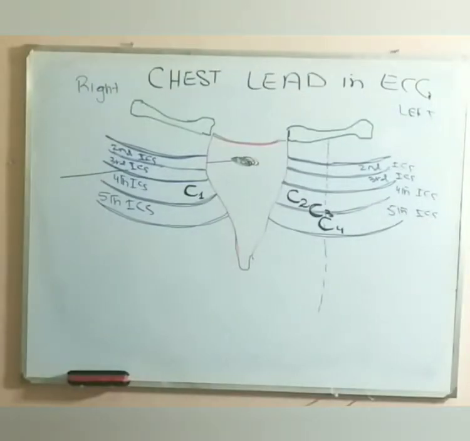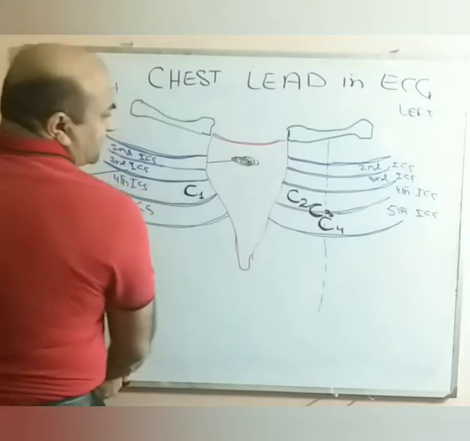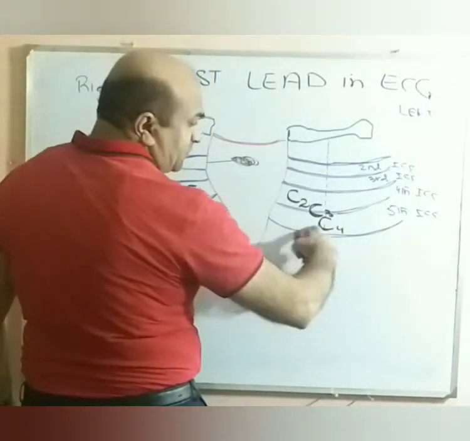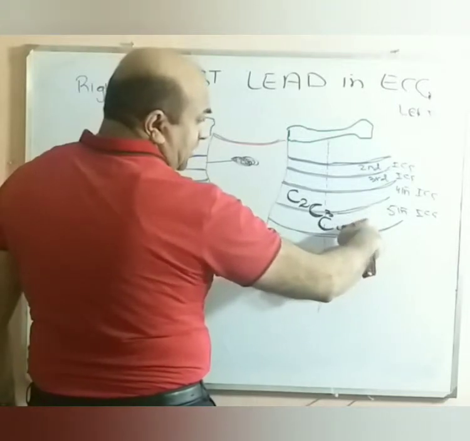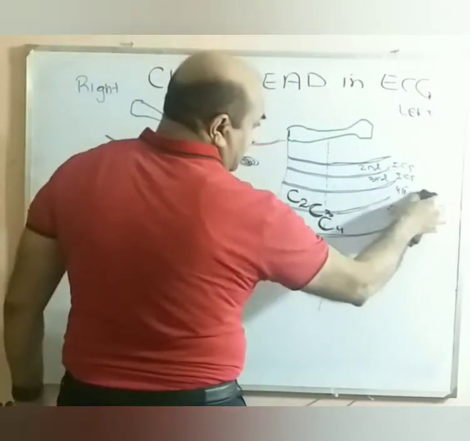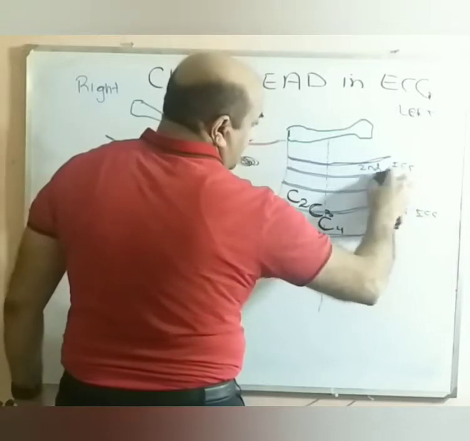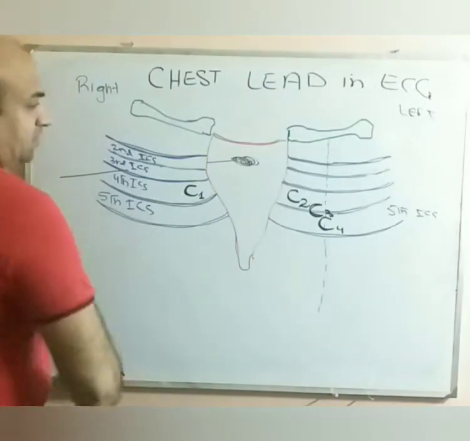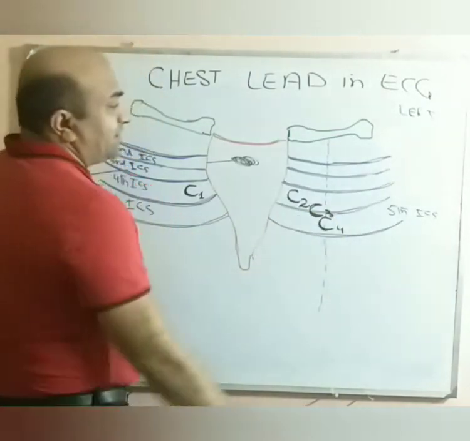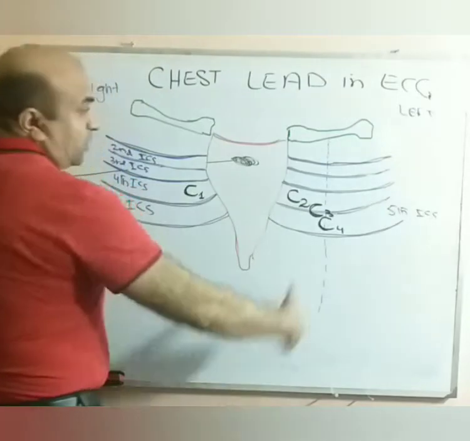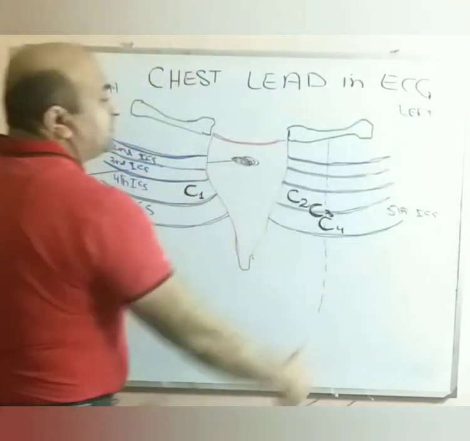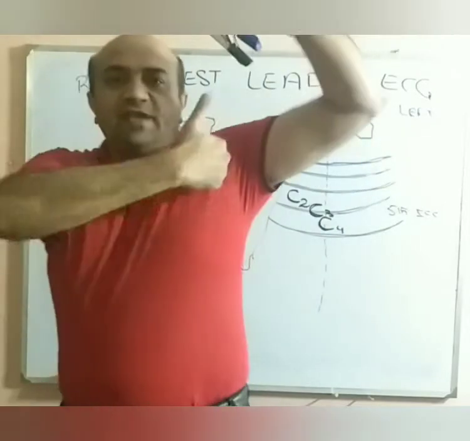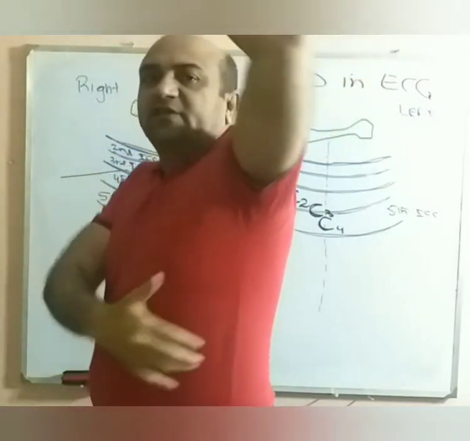Let's talk about where we place chest leads 5 and 6, because we need the fifth intercostal space for their placement. So now we are in the fifth intercostal space, and here lies the axilla. One line is the anterior axillary line and one is the middle axillary line. So this is the axilla, this is the anterior axillary line, and this is the middle axillary line.